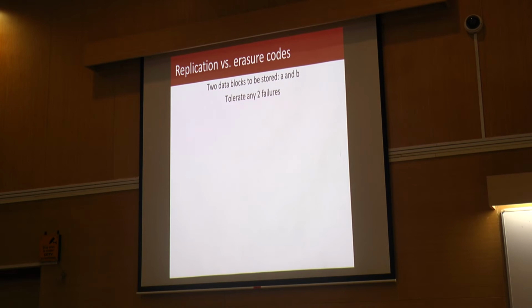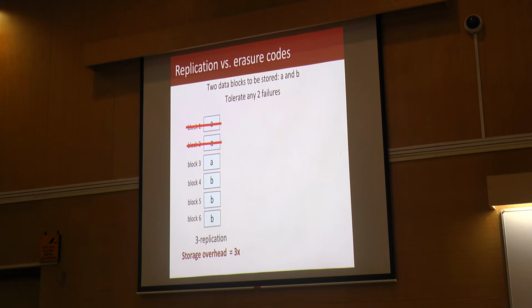So let's take a quick example to see exactly how erasure codes fit into storage systems. On the left here, you see the 3x replication scheme that we just saw. We have 2 data blocks A and B, and the goal here is to tolerate any 2 failures. We can achieve it by replicating 3 times, because if any 2 blocks fail, even if both copies of the same block have failed, we still have another copy, so data is not lost and we can recover.